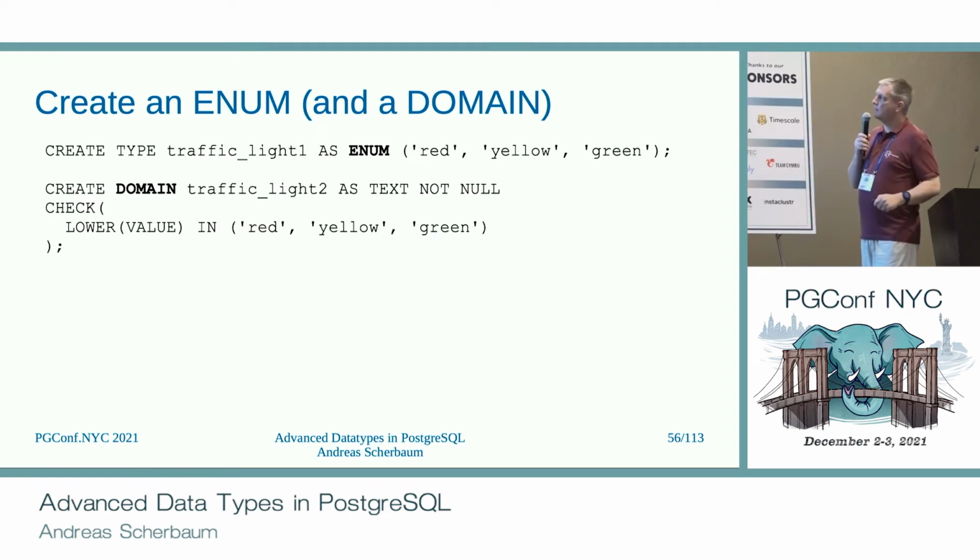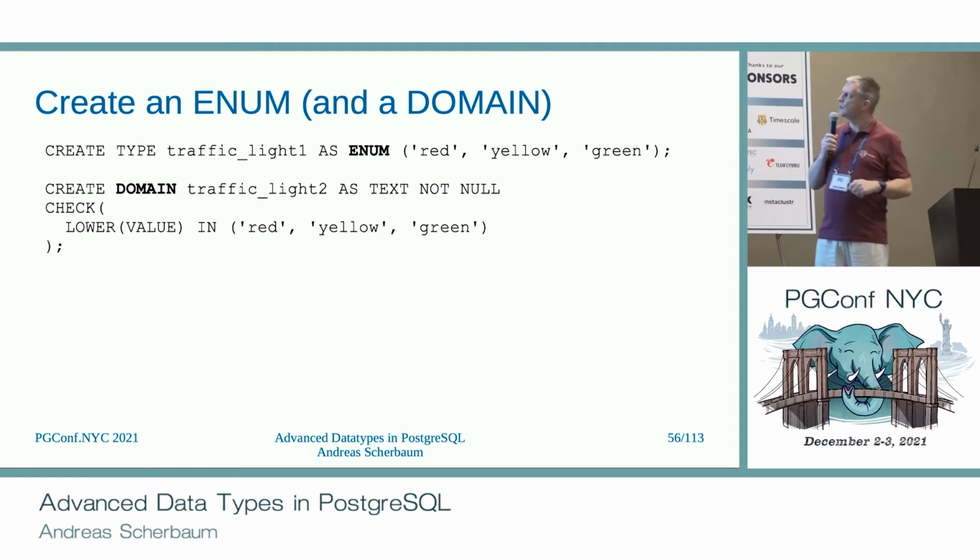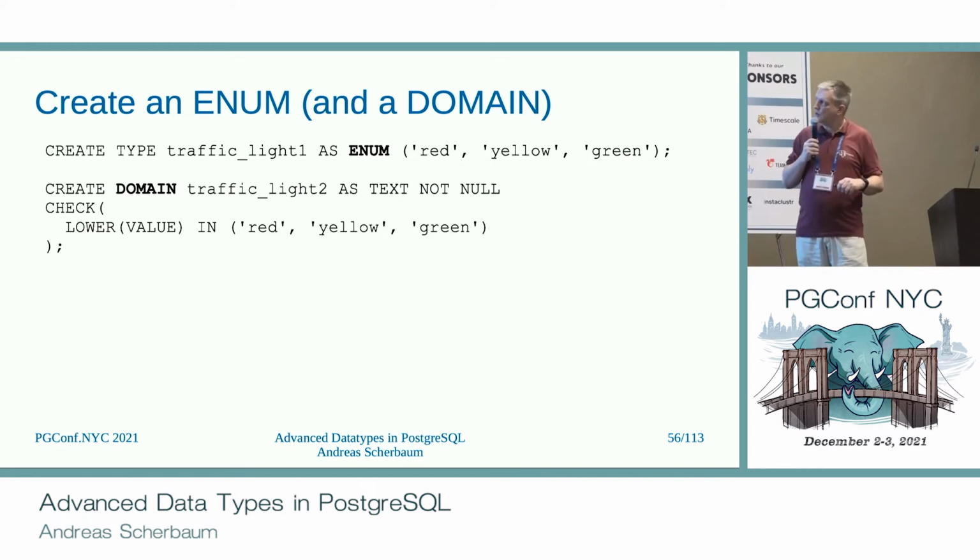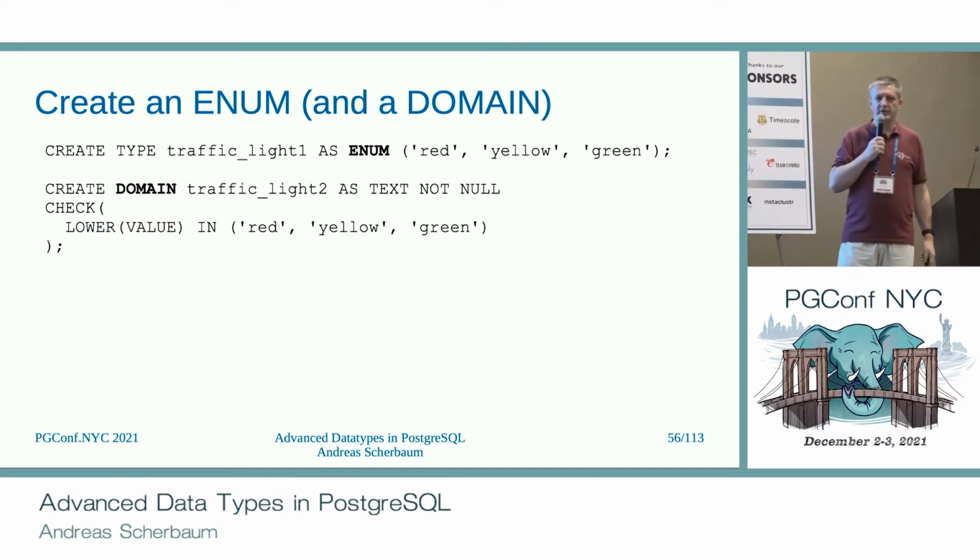Simple example, I have a data type called traffic lights. I want to store some red, yellow, greens here. I'm using this one as an example for enum and domain. And you see my enum here has lowercase red, yellow, green. And my domain type is actually using the lower value in. So I can use uppercase, lowercase, mixed case, whatever, as input values.